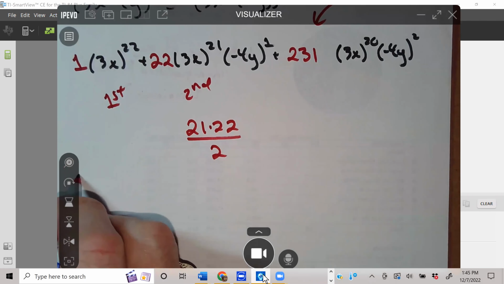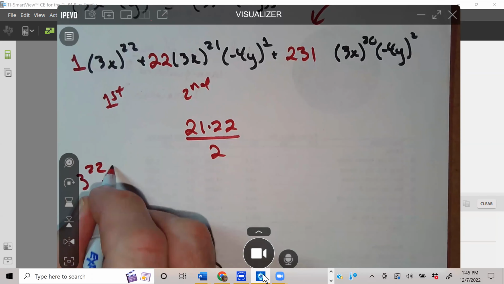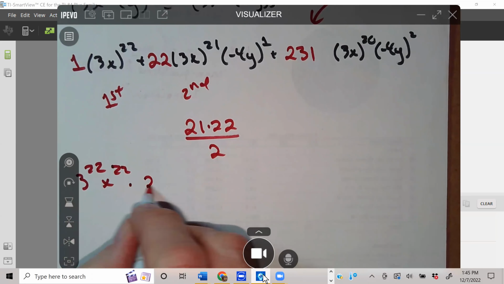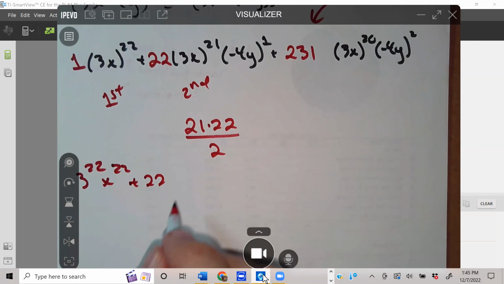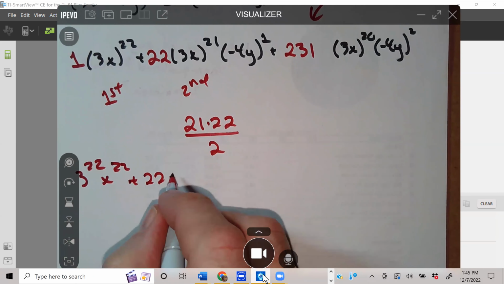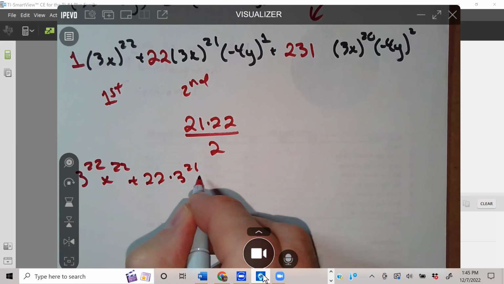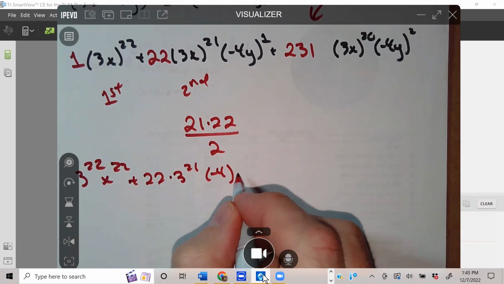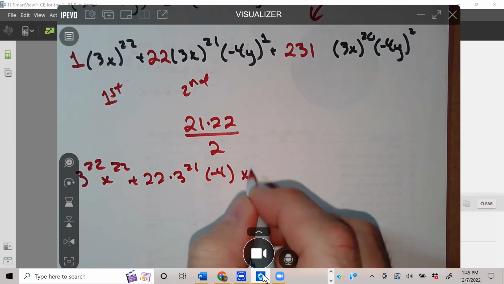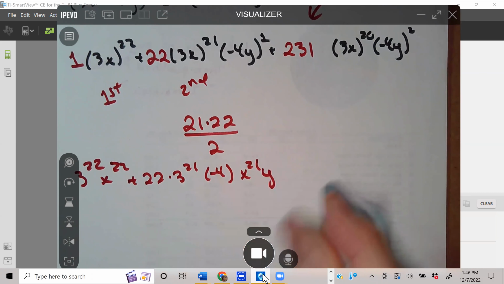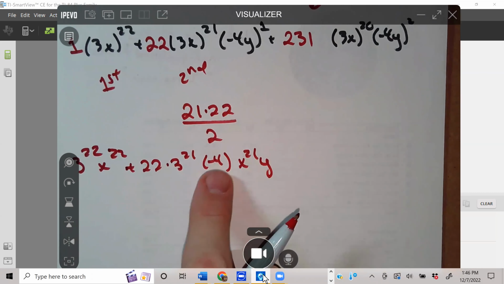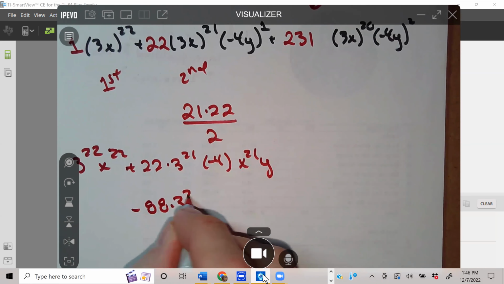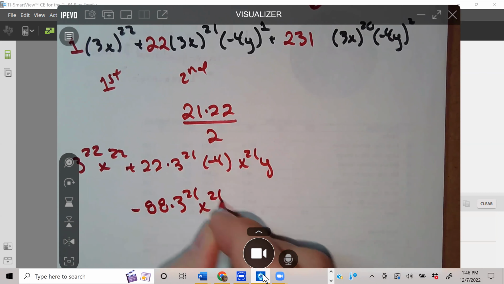So 3 to the 22nd, x to the 22nd, and then 22 times 3 to the 21st times -4, and then x to the 21st, y. We could probably take care of this and write it as -88 times 3 to the 21st, x to the 21st, y.